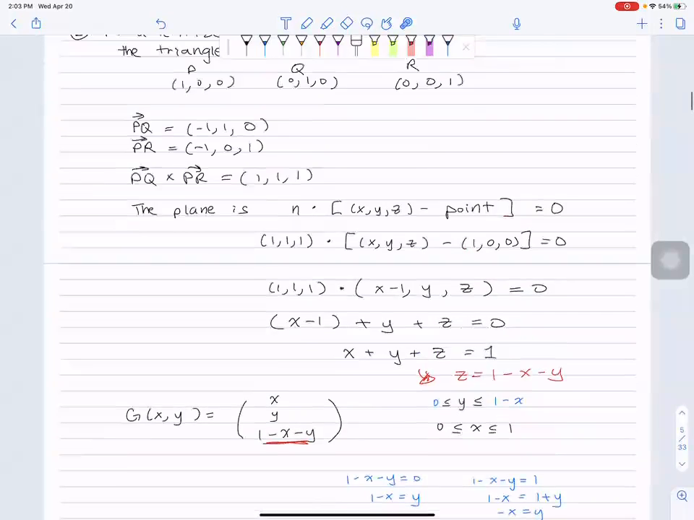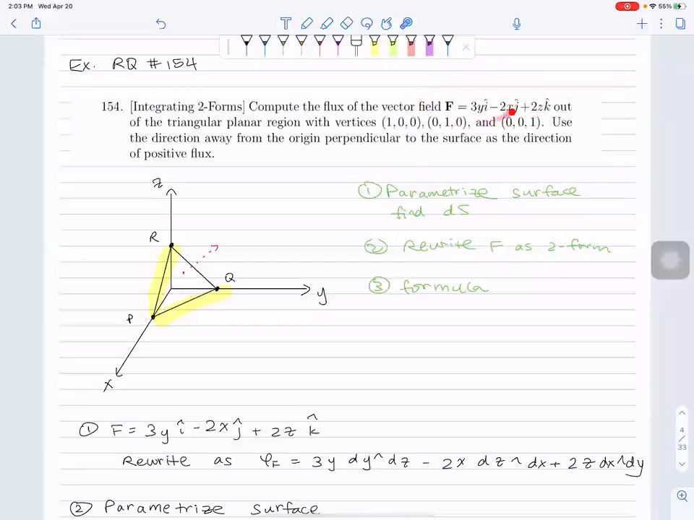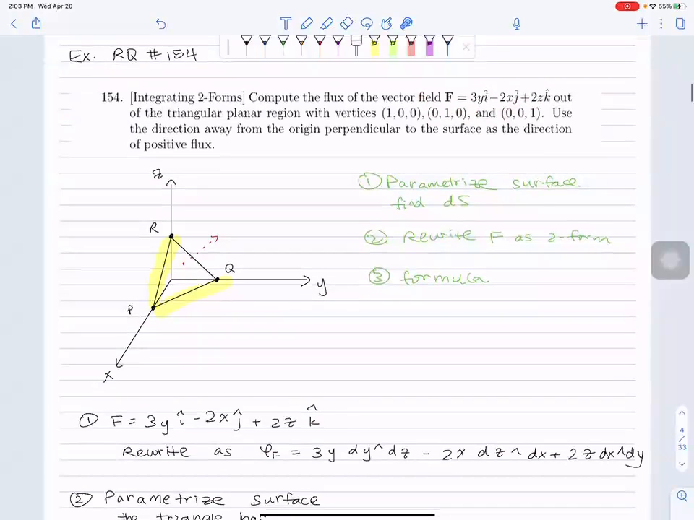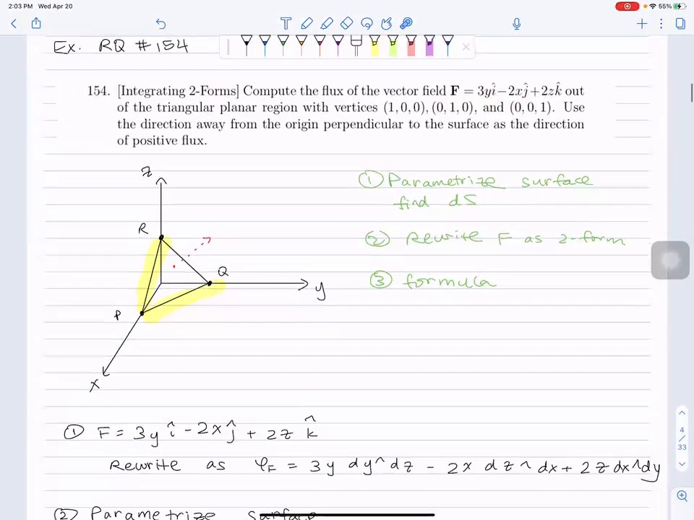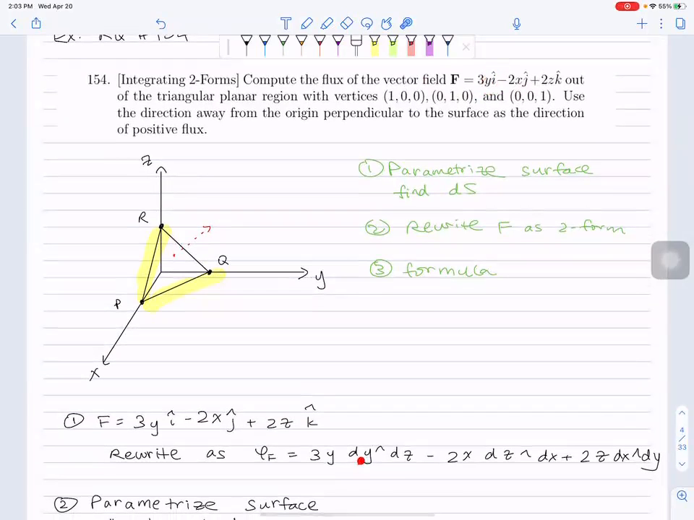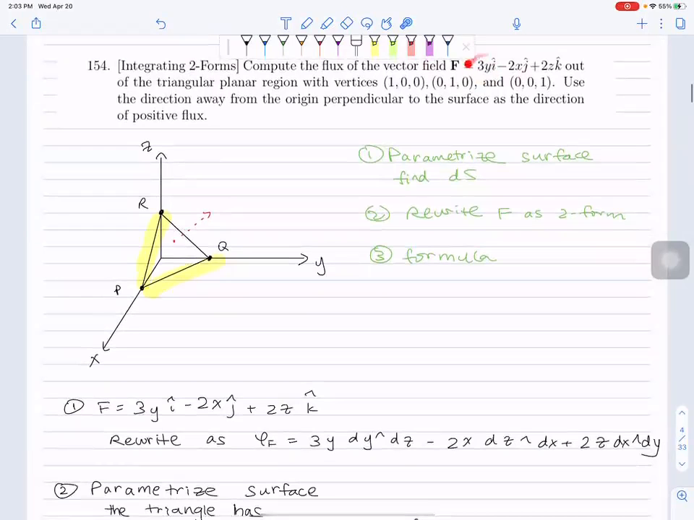Okay, the second step is that we need to rewrite our field as a 2-form, because we're going to follow the form definition of the formula. What does i correspond to? In the canonical 2-form formula, i represents dy dz, j represents dz dx, and k represents dx dy. So I can rewrite my form, keeping all the variables the same: 3y dy dz minus 2x dz dx plus 2z dx dy. And so this is now my 2-form.